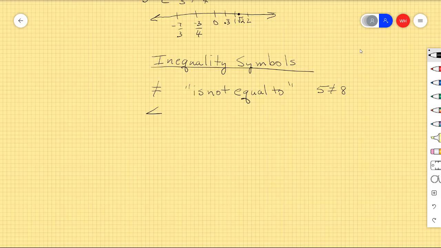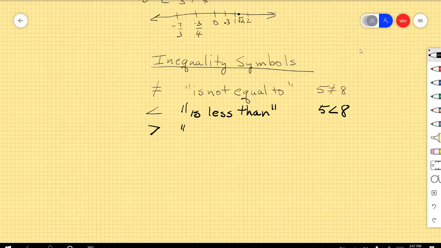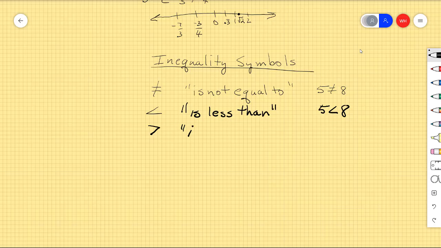Is less than would be our next symbol. And 5 is less than 8. Is greater than. Twelve is greater than 3.